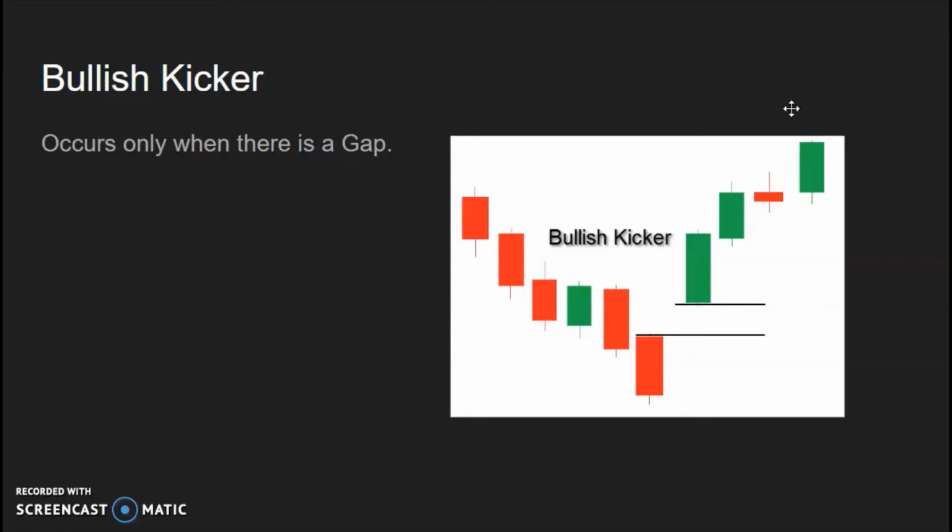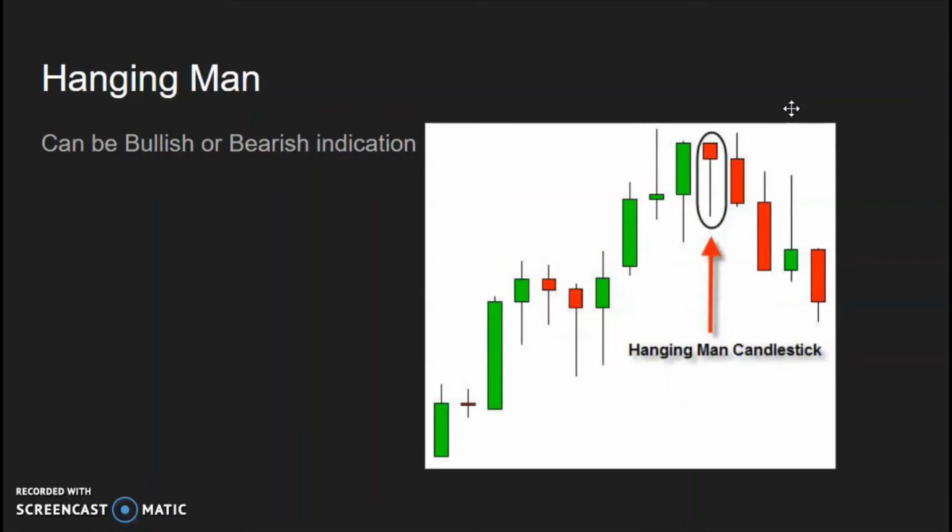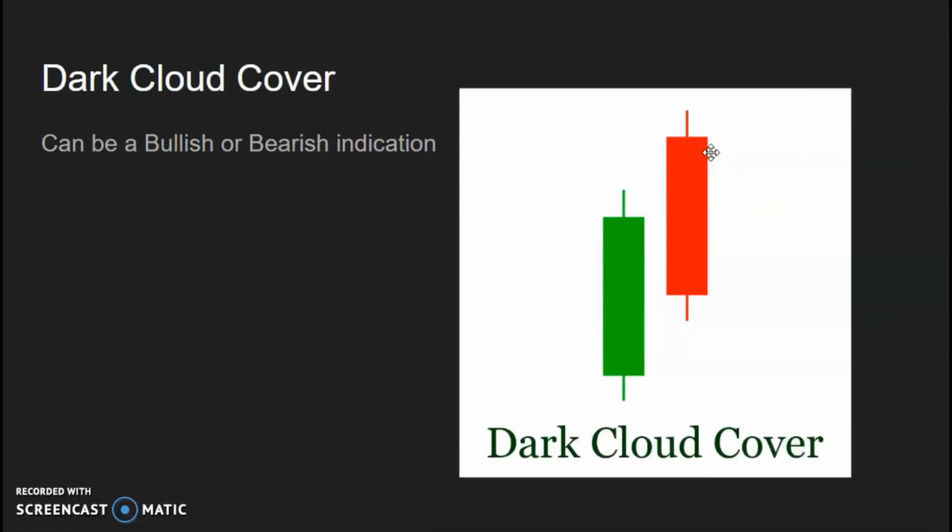And later I'm going to show you the script that I found that will basically diagnose all of these candlesticks in real time. Here's another one, hanging man. It's just literally hanging. Then you've got the dark cloud cover. Again, bullish or bearish indication. So this is bearish, and obviously if it was inverted, the other way would be bullish.